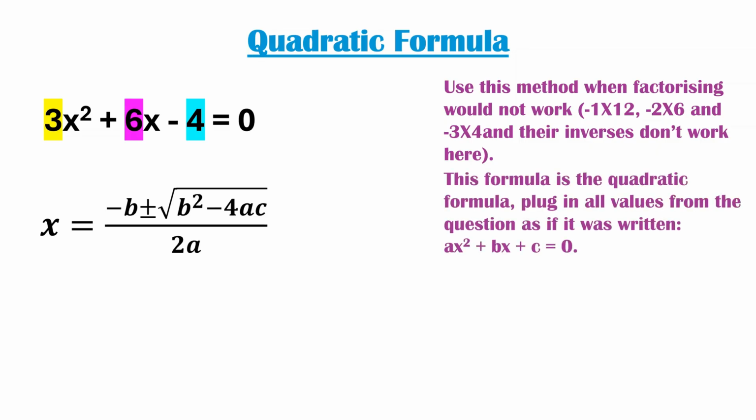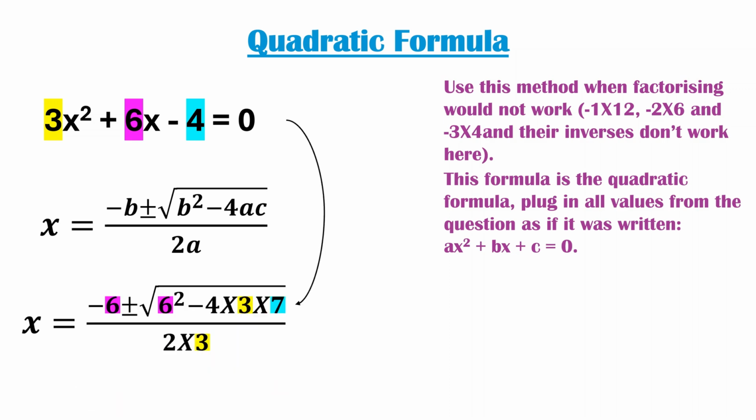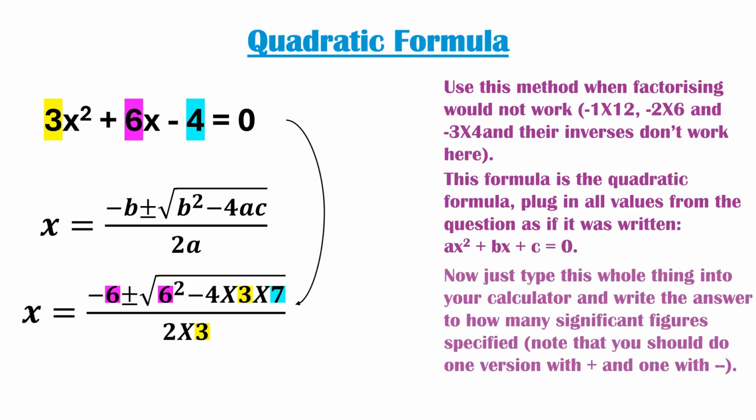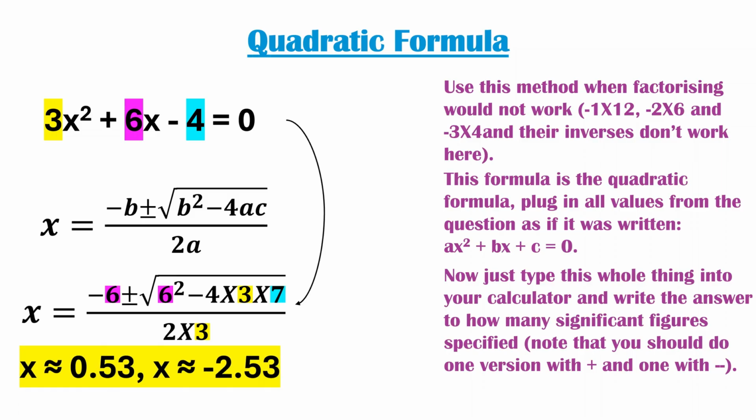You plug it in, so you have ax squared plus bx plus c. So you plug those all in to get this. You just type that into your calculator and it gives you your answers. x is approximately 0.53 and x is approximately minus 2.53. So let's get on with some practice questions.